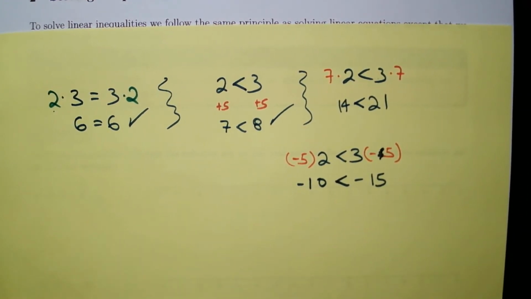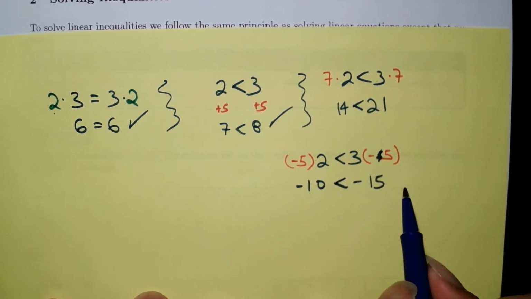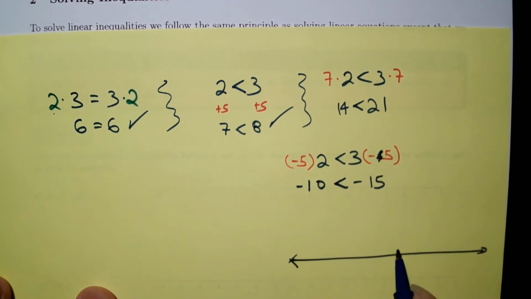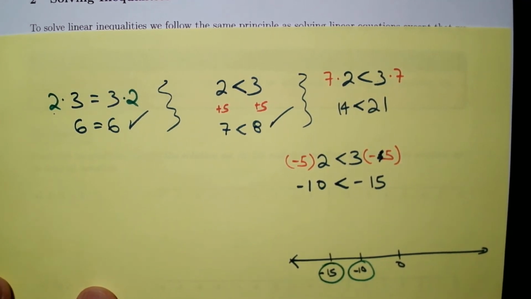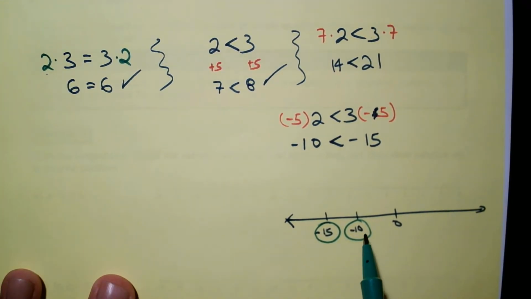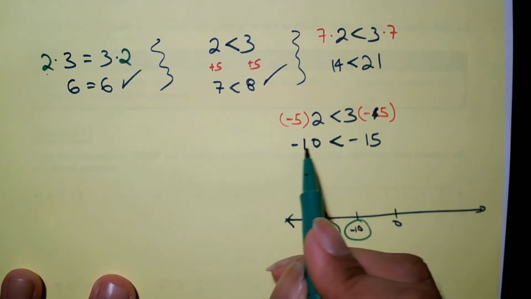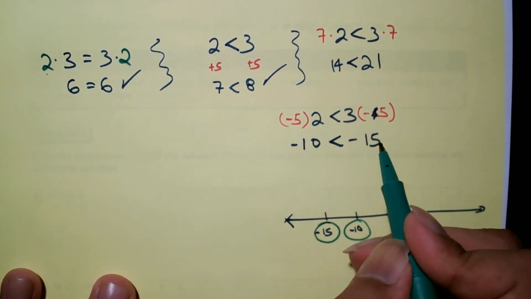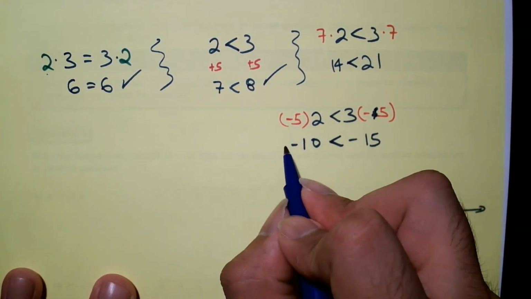So in this case, it looks like it's not going to work because the number negative 10 is not a number that is smaller than negative 15. And you can see that in the number line. If this is your 0, negative 10 is here, negative 15 is there. Which one is smaller? So yes, negative 15 is smaller than negative 10. But this is not represented in this inequality though, right? Here we're saying that negative 10 is a number smaller than negative 15. So what do we do in this case?